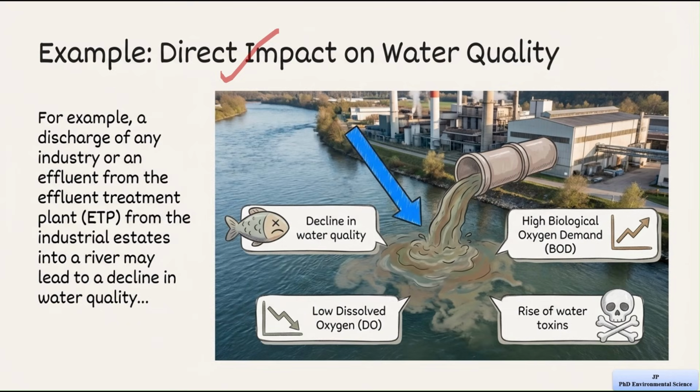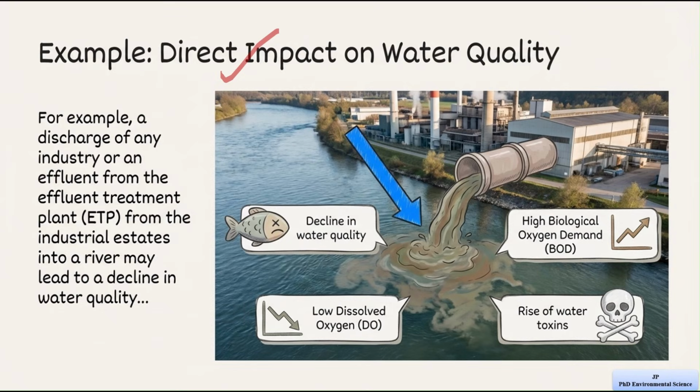Now why is it a direct impact? Because the pollution enters the river immediately. No intermediate process is required. The effect occurs at the same location, therefore it is a direct impact. Let's understand the step-by-step impact chain.